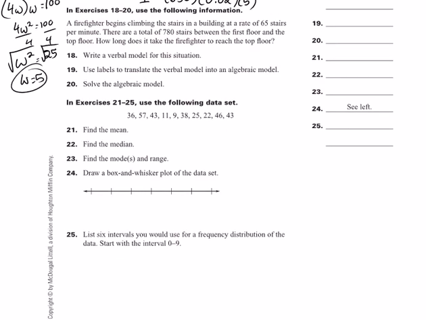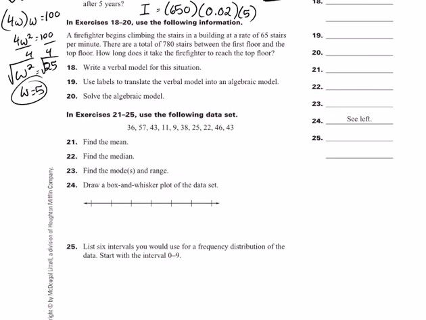Alright, for 18 through 20, a firefighter begins climbing stairs in a building at the rate of 65 stairs per minute. There are 780 stairs between the first floor and the top floor. How long does it take the firefighter to reach the top floor? So we need to write a verbal model. And it is helpful to go ahead and write out everything that you have number-wise. 65 stairs per minute. And you are wondering how long it's going to take him to climb 780 stairs. You're looking for time t there. Alright, and so I would say that your verbal model is going to look like that.